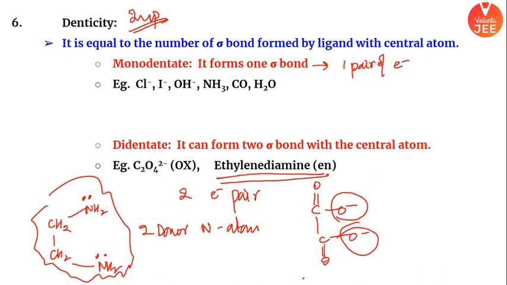So two sigma bonds are formed. Hence, denticity would be 2, because it is forming 2 sigma bonds. How many electron pairs will it give? It will give a total of 2 electron pairs, and in total, 4 electrons. Each donor gives 2 electrons, so from one ligand, 4 electrons are going, or 2 electron pairs are given by the ligand. It is by the same ligand, right?